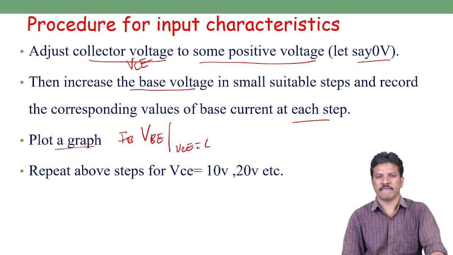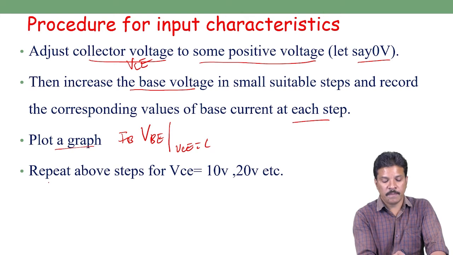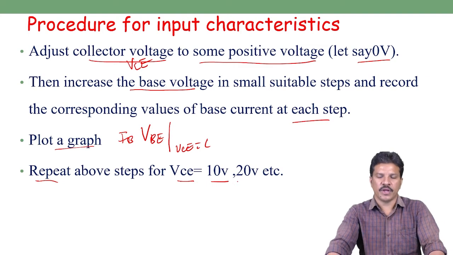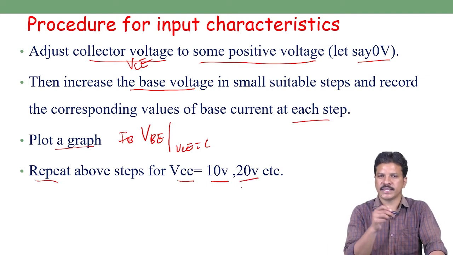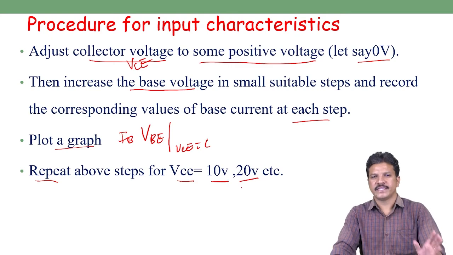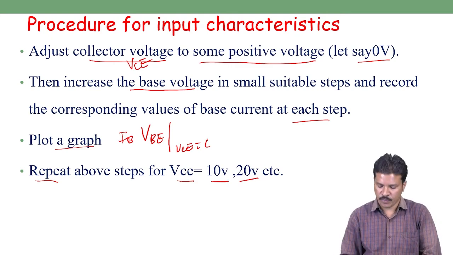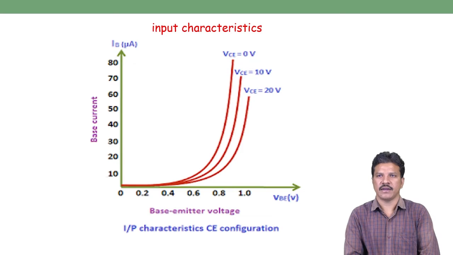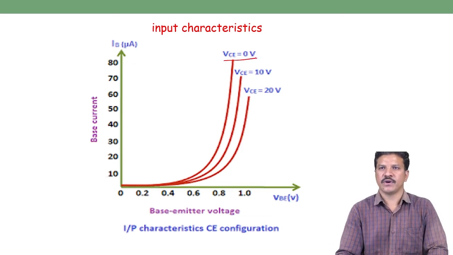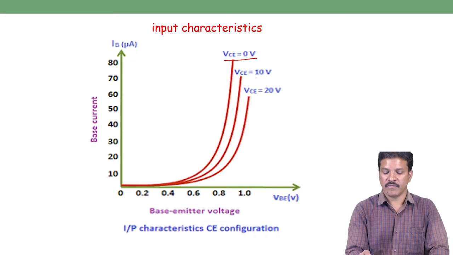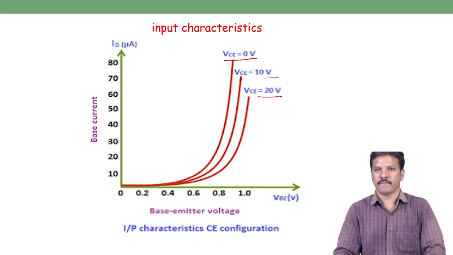we will get one graph, the input characteristic graph. And when we repeat this about 3 steps, for VC equal to some other value, 10 volts or 20 volts, we will get some other graph. These 3 graphs we'll see in the input curve. Let us see here. By keeping VC 0, we'll get this graph, VC 10 volts, we'll get this graph, VC 20 volts, this graph.